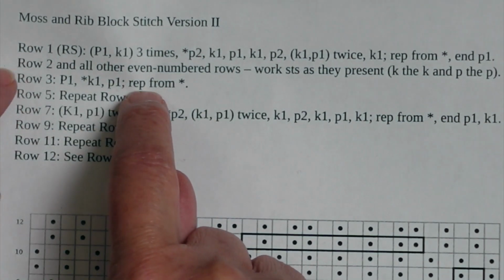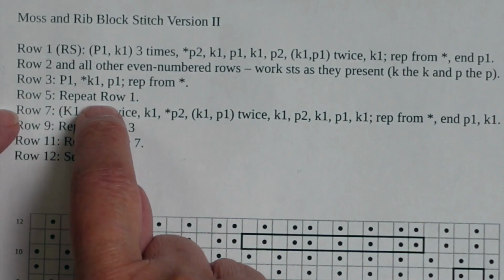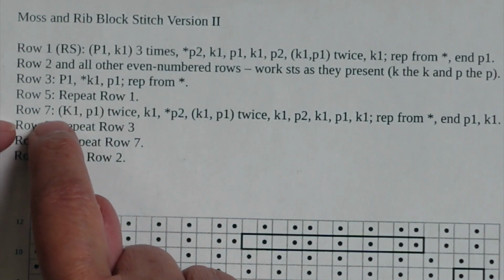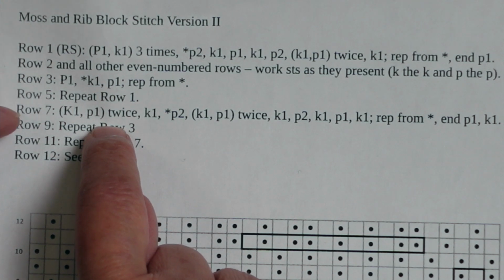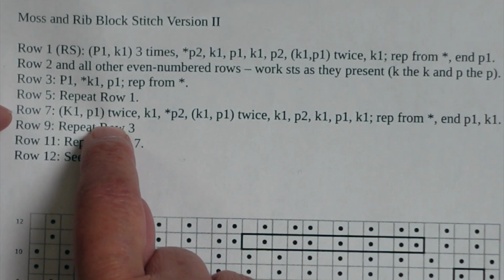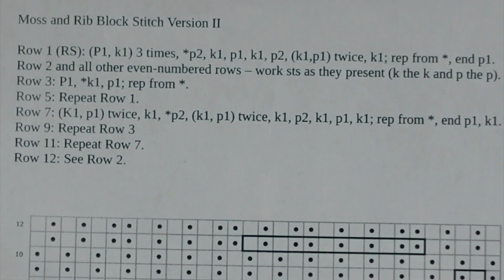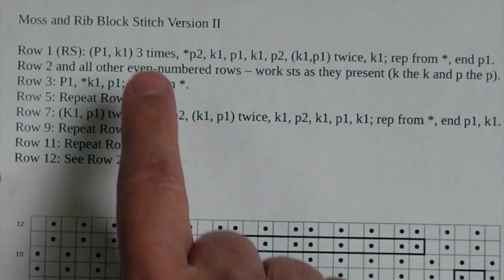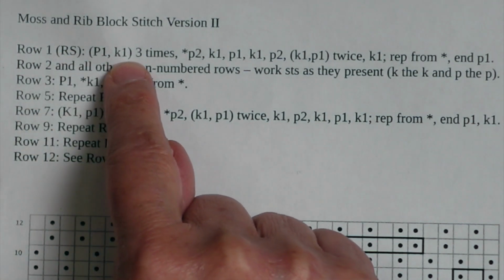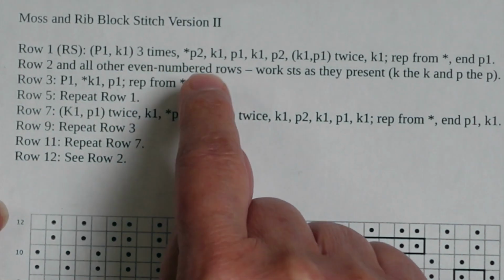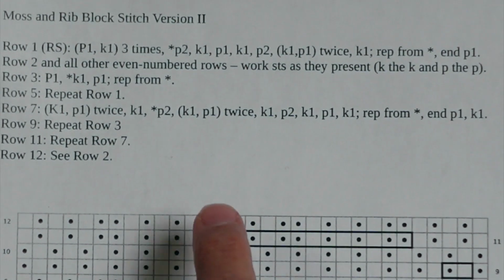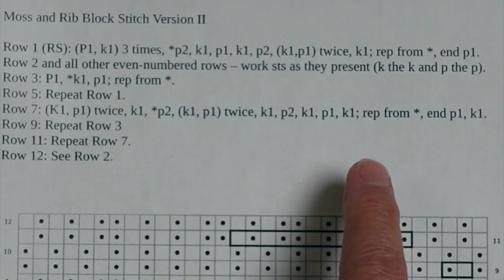So you'll see that row 3 is different than row 1, but row 5 is a repeat of row 1. So there's really only 3 rows of pattern in this 12-row pattern that you have to actually chart out. What I want to draw your attention to is how the written instructions are presented. So we know that this is a multiple of 12 stitches plus 7.